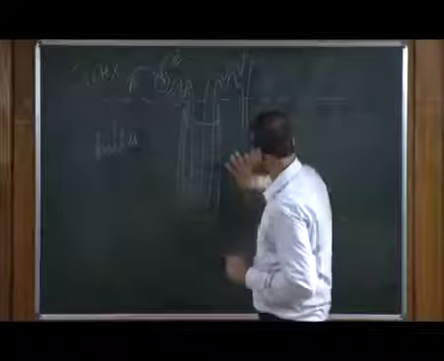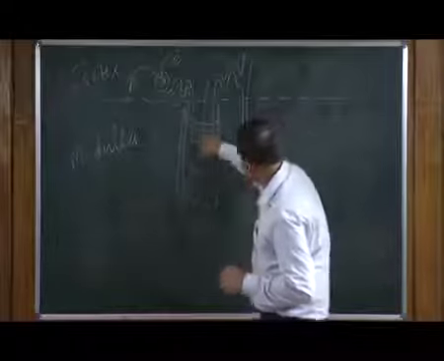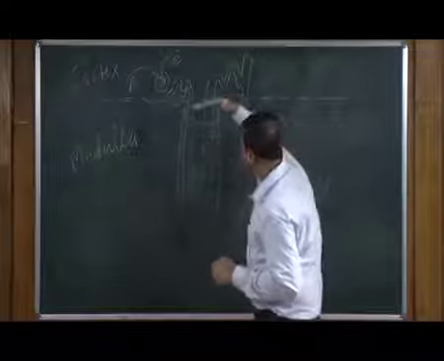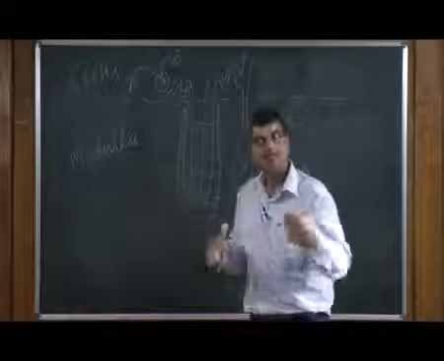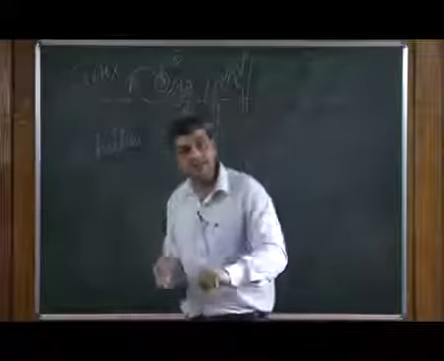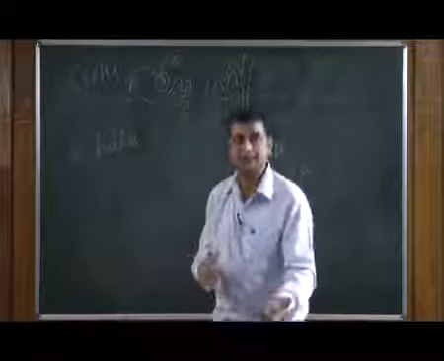Since this vasa recta is associated with the Henle's loop, if the Henle's loop is absent, vasa recta is absent. If Henle's loop is present, vasa recta is present. This is the simple explanation.